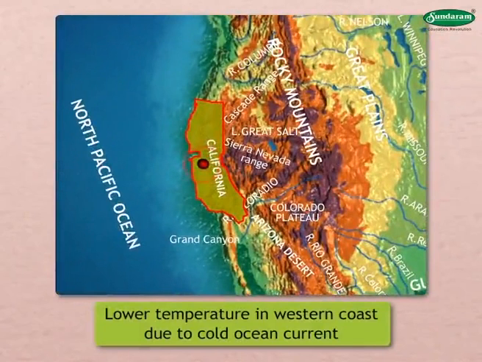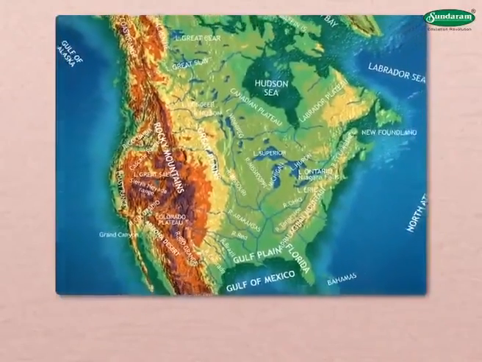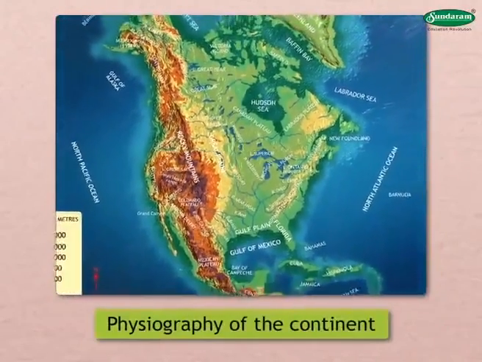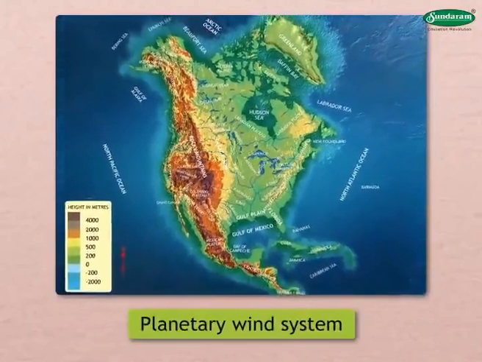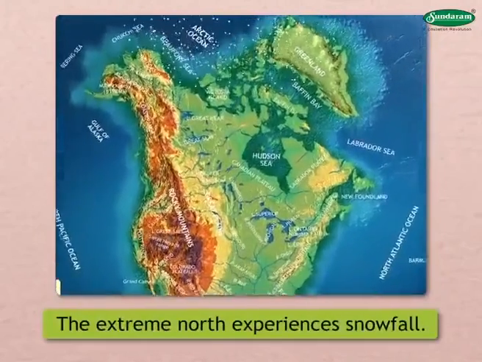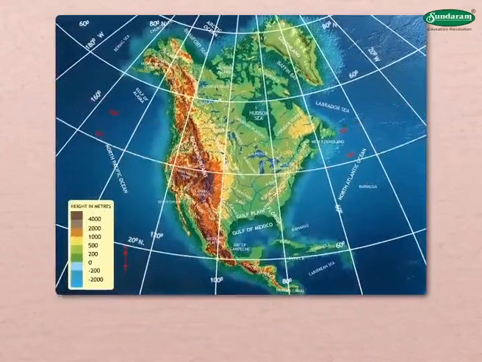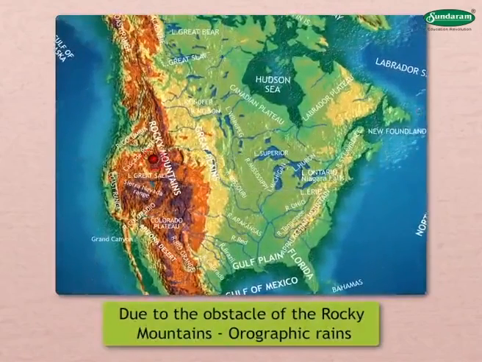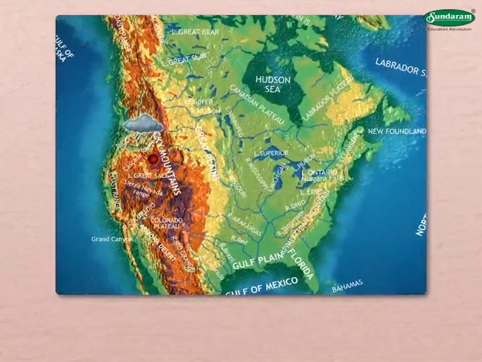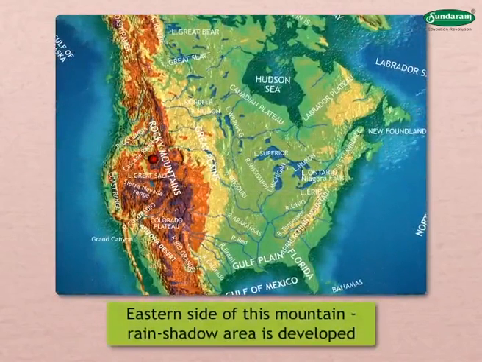cold ocean current. The distribution of rainfall is influenced by the physiography of the continent and the planetary wind system. The extreme north experiences snowfall. The region between 40 degrees and 50 degrees north parallels is under the influence of the westerlies. Due to the obstacle of the Rocky Mountains, the region receives orographic rains. To the eastern side of this mountain, the rainfall decreases and hence a rain shadow area is developed.